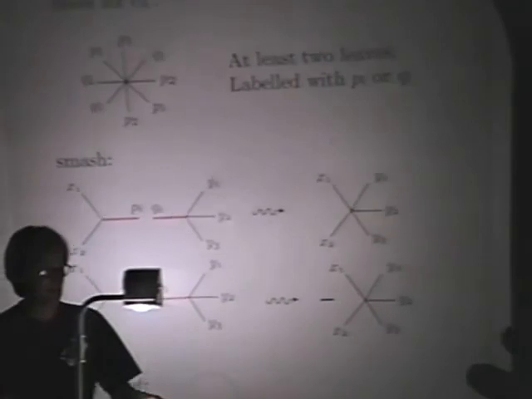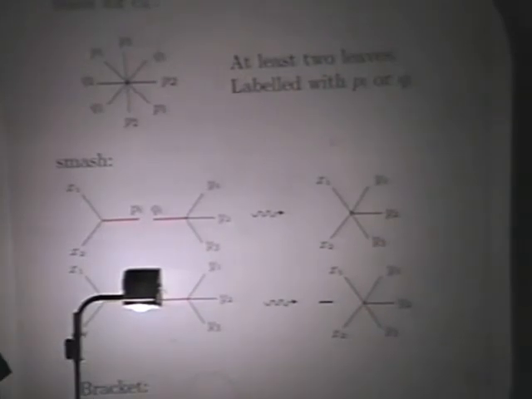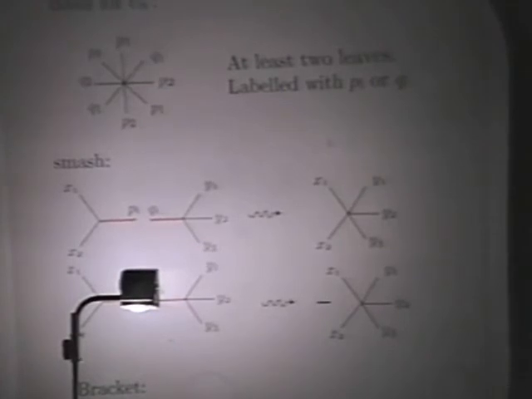So I'm going to give you a basis for the commutative Lie algebra. Well, the way I'm going to think about it is you look at trees. They've got one vertex, and they're decorated with labels from the set P1 up to Pn, Q1 up to Qn. That's where the n is.